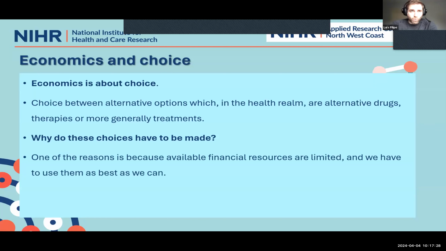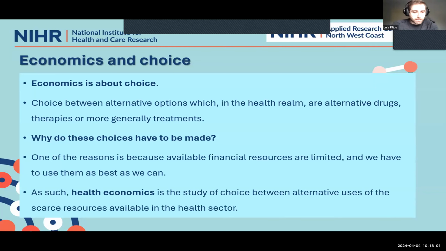One of the reasons why you are interested in trying to understand choices, and how choices can be made more efficiently, how to optimize decisions, is because resources are limited. And if resources are limited, we cannot have everything we want. We need to understand the ways we can make the best use of those resources, which means how can we make the best choices.